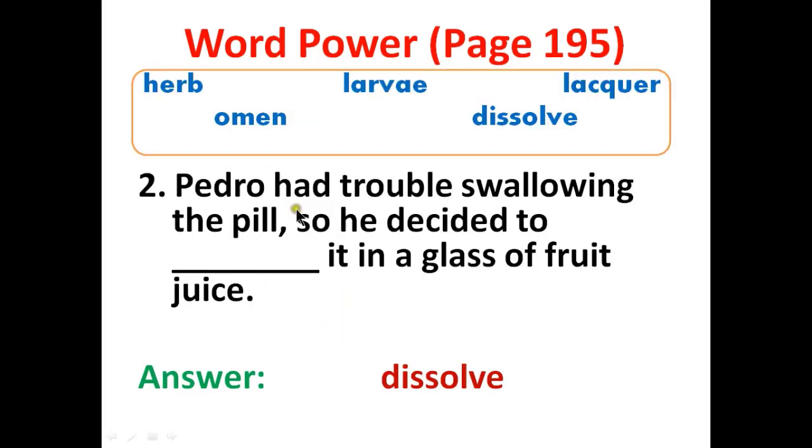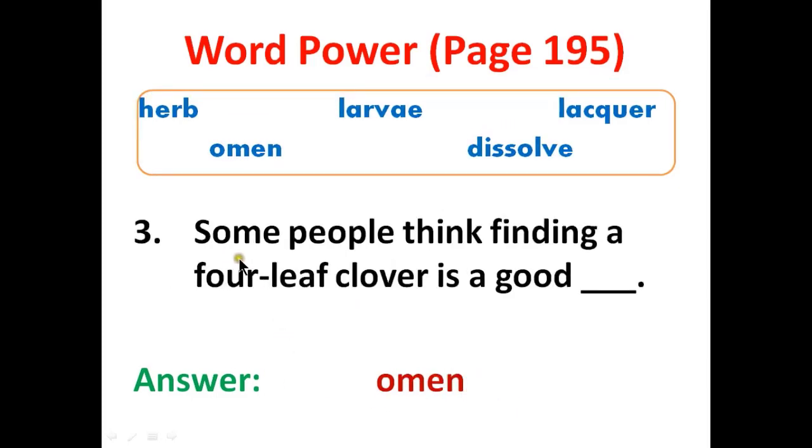Number 2. Pedro had trouble swallowing the pill, so he decided to dissolve it in a glass of fruit juice. The answer will be dissolve. Number 3. Some people think finding a 4-leaf clover is a good omen.